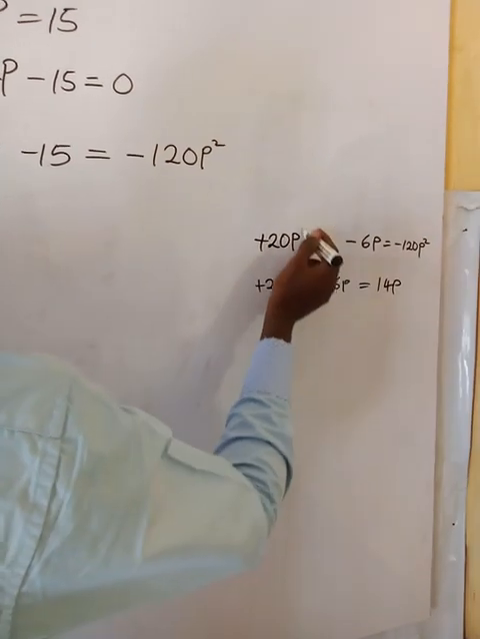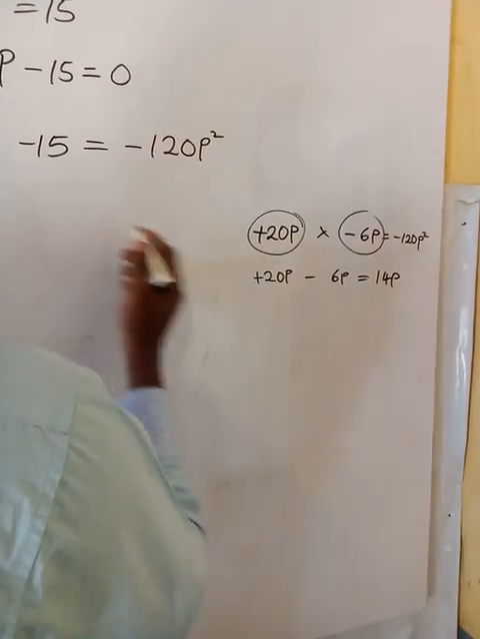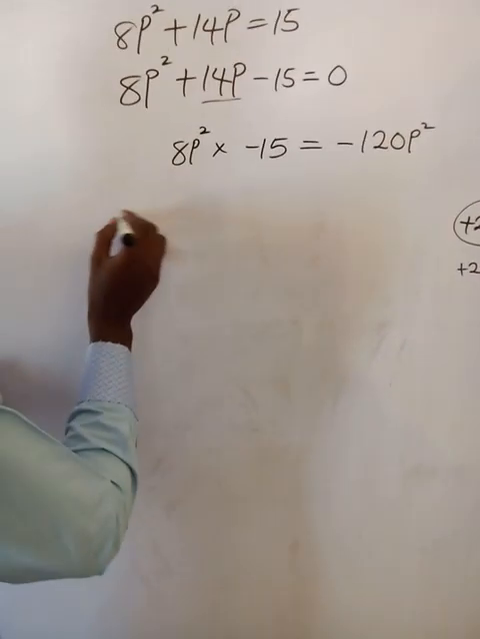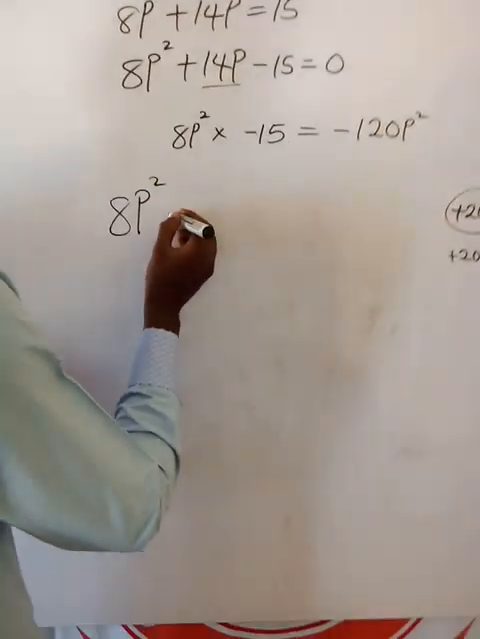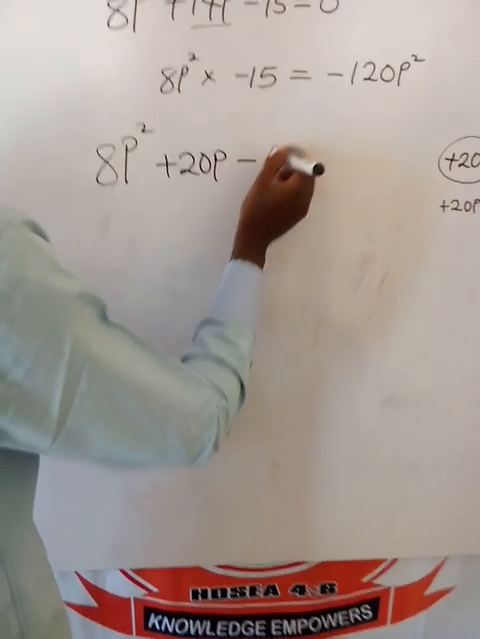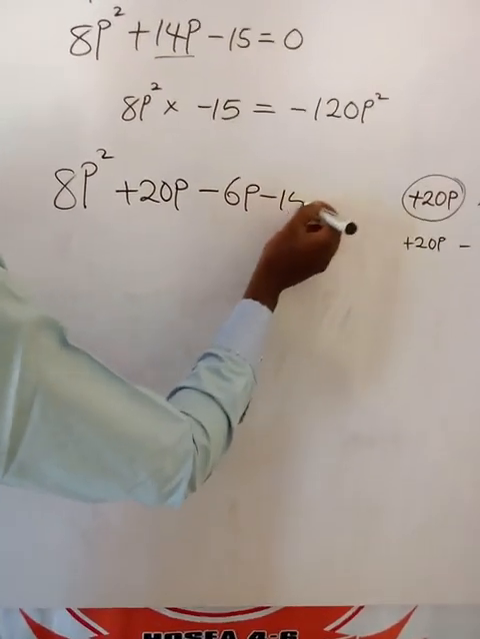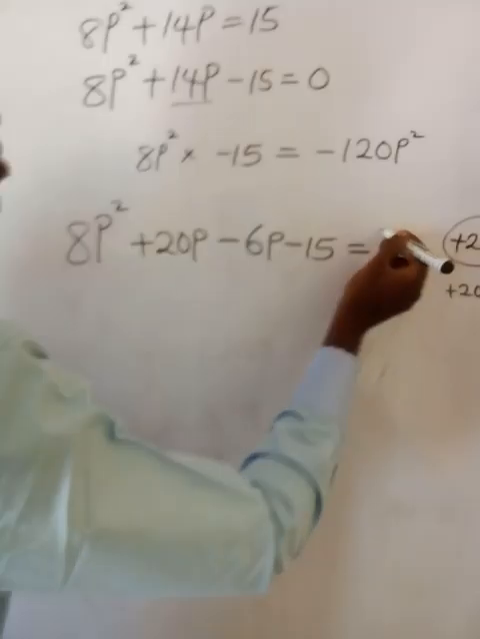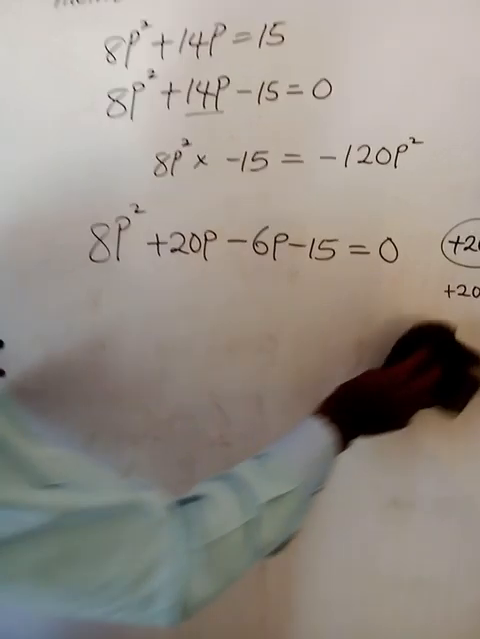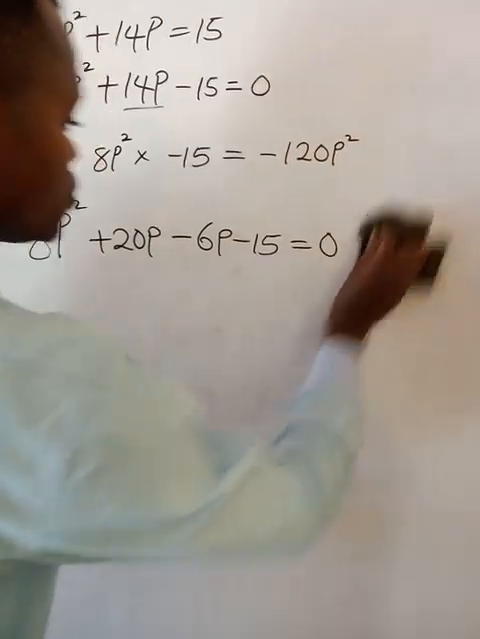So we can now use these two terms to replace 14p. And that means the new equation is now 8p squared plus 20p minus 6p minus 15 is equal to 0. So we solve this by factorizing this equation.